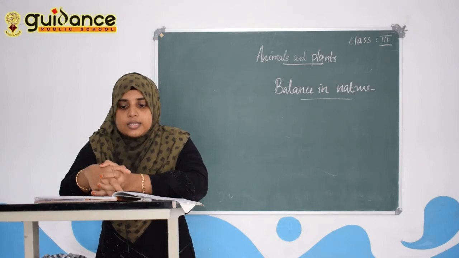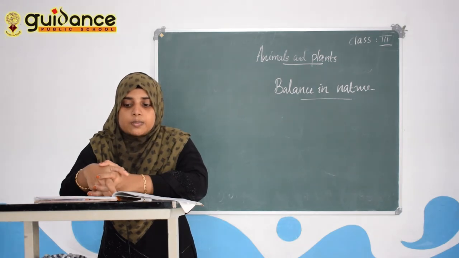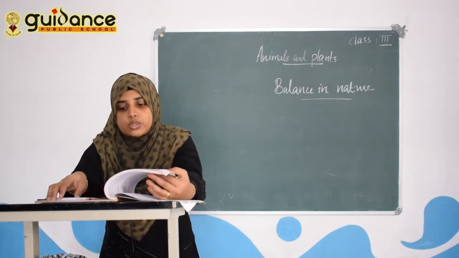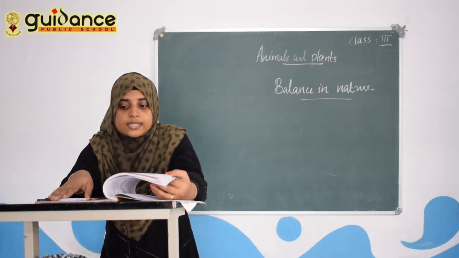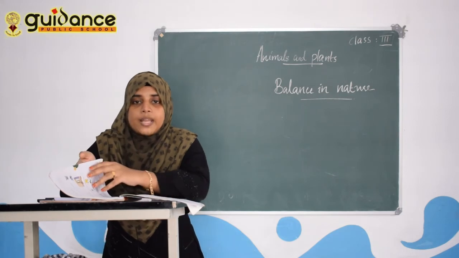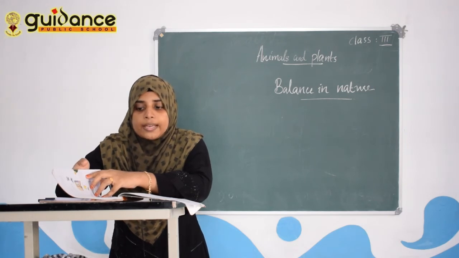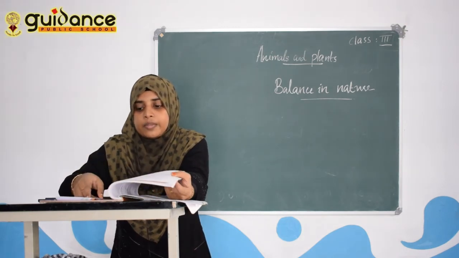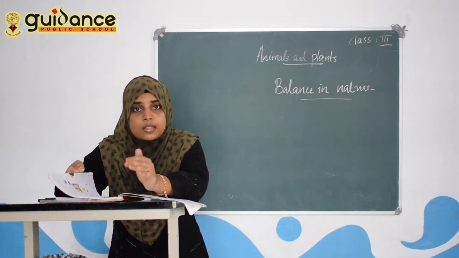Next is, answer these questions. First one, why do animals move from place to place? In search of food. For searching food, the animals move from place to place. Second question, from where do animals get their food? From plants and other animals.